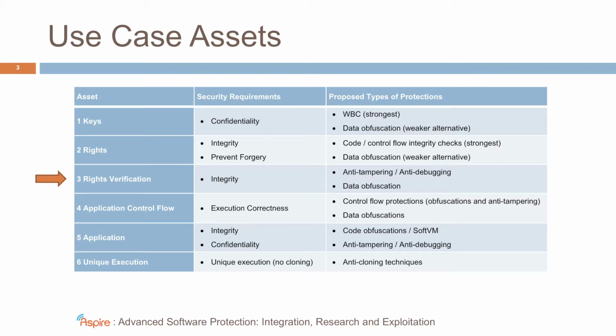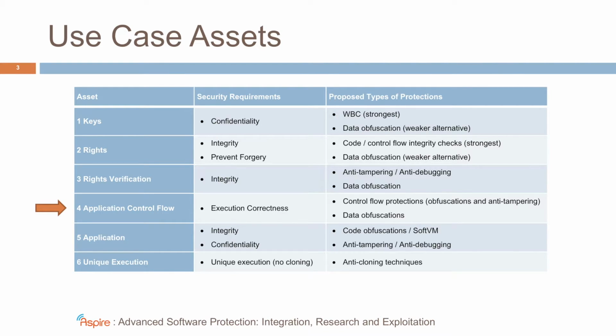As a fifth asset, we have application control flow. We want to ensure that certain activities happen in the correct order. For example, rights verification should always happen before the rights are deployed and content is decrypted. To enforce that execution correctness, we want to deploy all kinds of control flow protections.